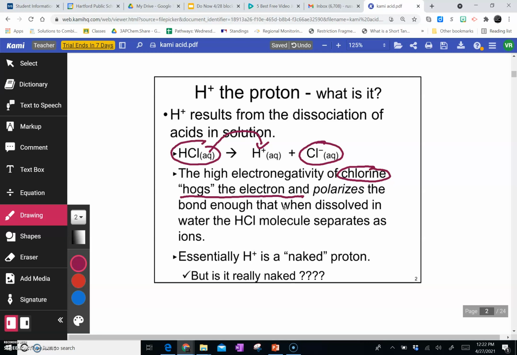And when this goes into water, it actually steals all of the electrons and allows the H+ to lose its electron and dissociate into water as H+. So essentially, H+ is a proton without an electron. It's a hydrogen atom which has given its one electron to the anion. And it's essentially a proton.